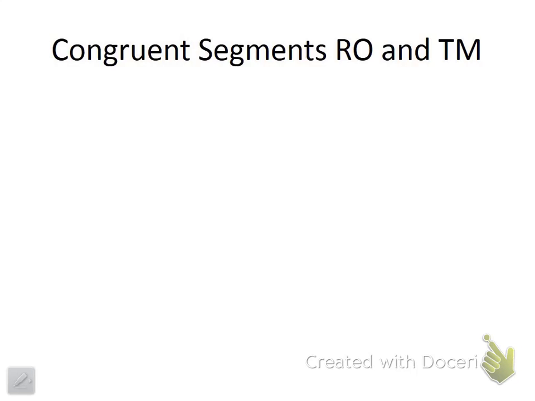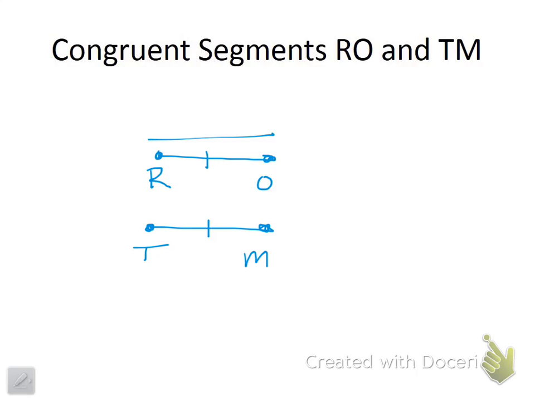Congruent segments RO and TM. So my first segment is RO, and then I would have to measure this to see how long it is to create my next segment, TM. To show that those 2 segments are congruent, we need to make sure we have the lines dashed through them so that we know both those lines are congruent.